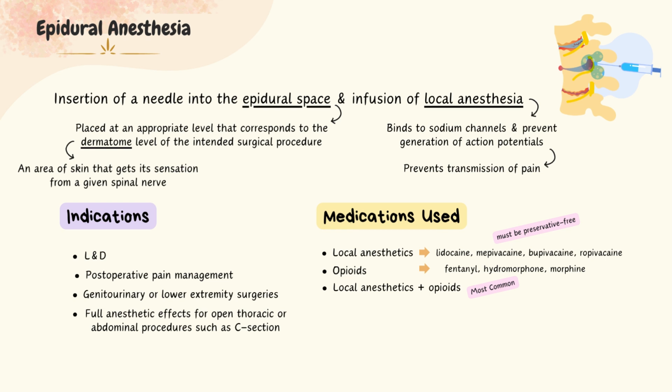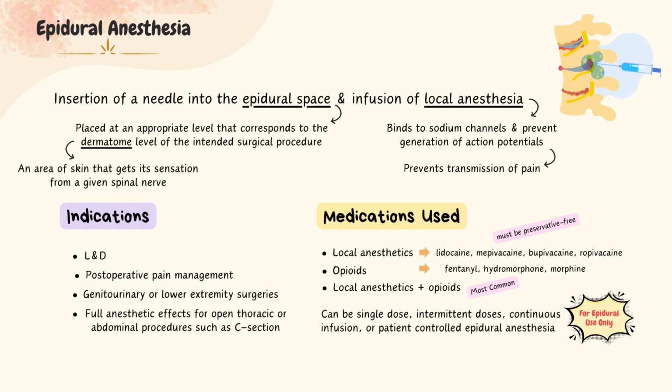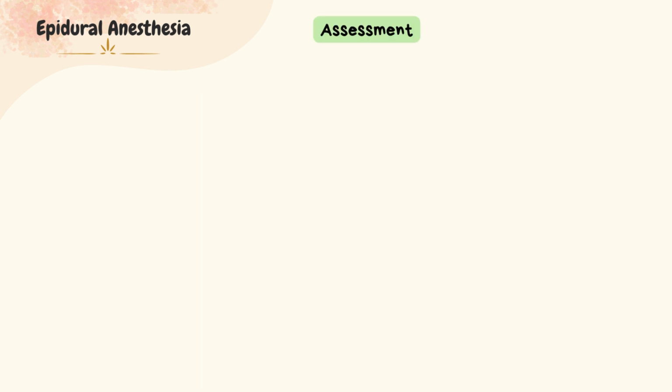Epidural can be given as a single dose, intermittent doses, a continuous infusion, or patient-controlled epidural anesthesia via a catheter and a pump. Epidural tubing and pump should be labeled for epidural use only to avoid incidental infusion of IV solutions. Frequent patient monitoring is required with epidural infusion.